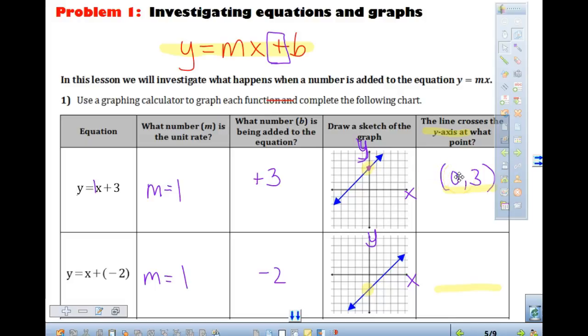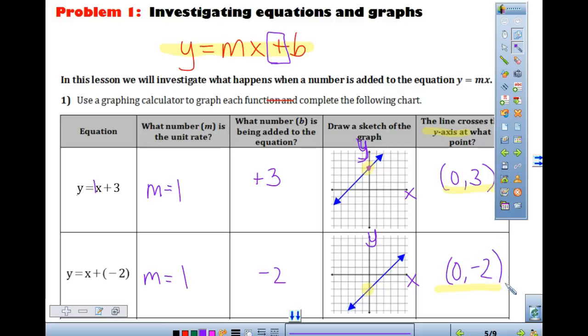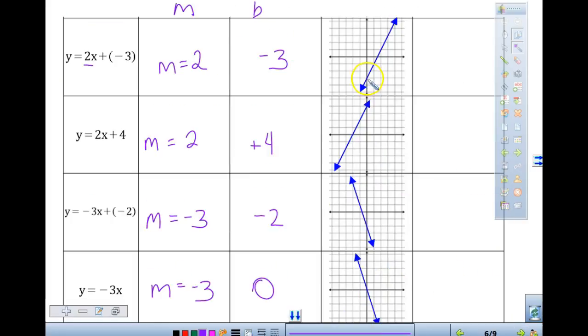You had 0, 3. The next one going down, Janessa, what did you have for where it crossed here? 0, negative 2. Okay. Here, what did we have for that point, Ramiro? Where does it cross the y? Way up here at 3? Ah, 0, -3. So, if I'm walking around and I see 0, -3, and I do not see parentheses, it's wrong. 0 and -3 without parentheses is like telling me there's two answers to a problem. One's 0 and one's -3. It does not tell me the location of this point. So you must have the parentheses.